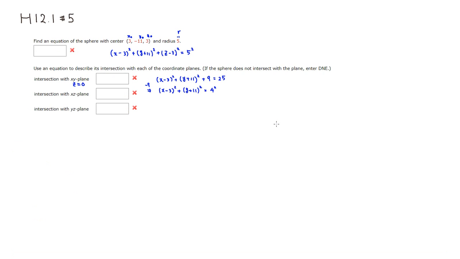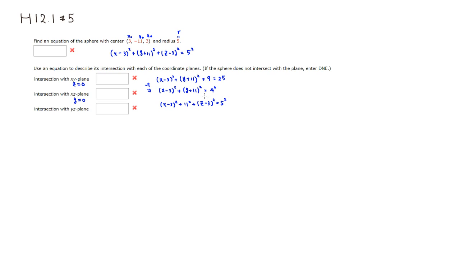The approach is exactly the same. Now we want the intersection with the xz plane, which means that the equation is y equals 0. So we put y equals 0, and an interesting thing happens here. X minus 3 squared, then if you put 0 for y, that's going to be 11 squared. I'll put that 11 squared there, and leave z minus 3 squared equal to 5 squared.